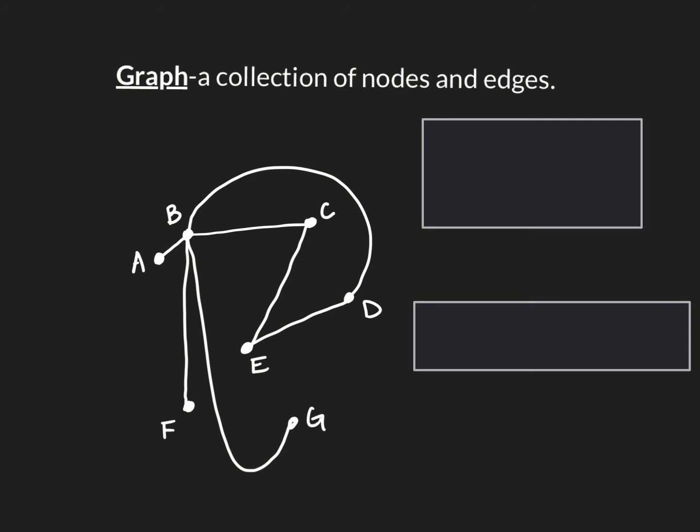Okay, a graph is a collection of nodes and edges. And when I say graph, I'm talking about this kind of graph. I'm not talking about this kind where you have like X and Y axes. That is not what we're talking about today.